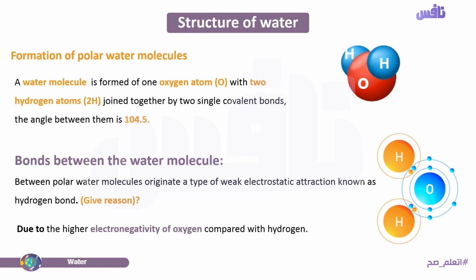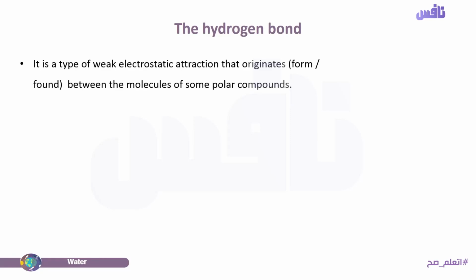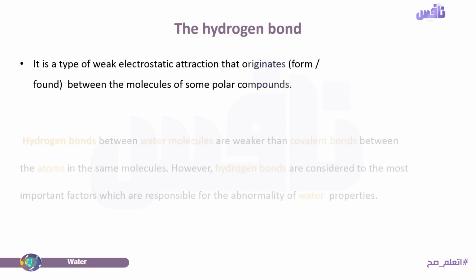The electronegativity of oxygen is large compared with hydrogen. The hydrogen bond. What's the meaning of hydrogen bond? The hydrogen bond is a type of weak electrostatic attraction that originates, forms, or is found between the molecules of some polar compounds. So it is a weak electrostatic attraction between the molecules of some polar compounds.